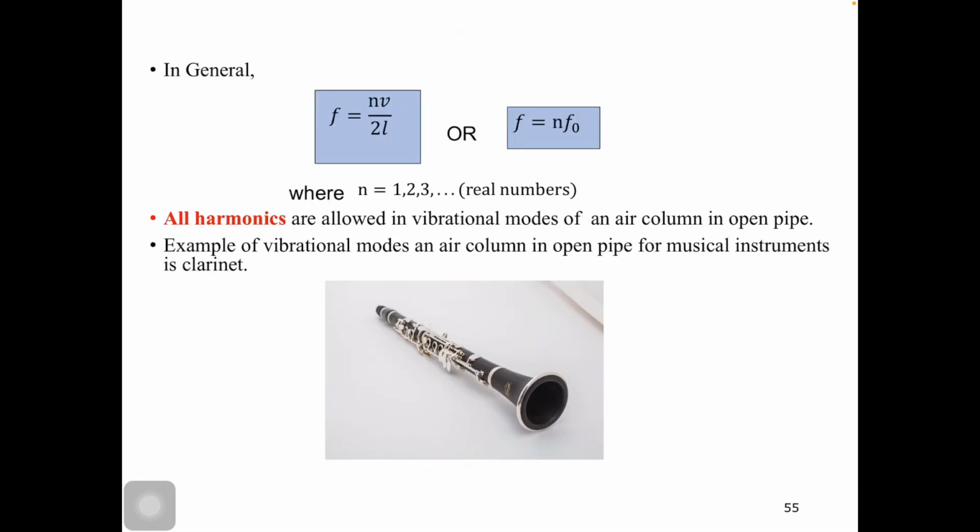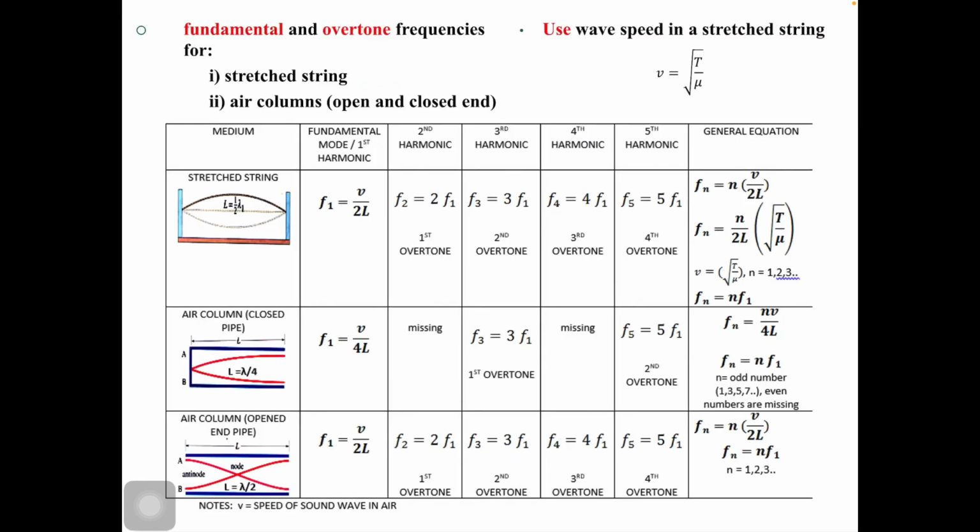Okay, so the general form is F equals nV over 2L. So the front here is the overtone, and the back here will be the harmonics. Okay, all harmonics are allowed. Earlier, only odd harmonics for the closed pipe. So now all harmonics are possible. Okay, for example the clarinet. If you see here, the clarinet here is open, and here it is open too. So these are the examples. The next example is its conclusion. So the fundamental, this is its equation. Second harmonic, first overtone. Then for the closed pipe, it is missing. So it has no even harmonics, only odd harmonics.